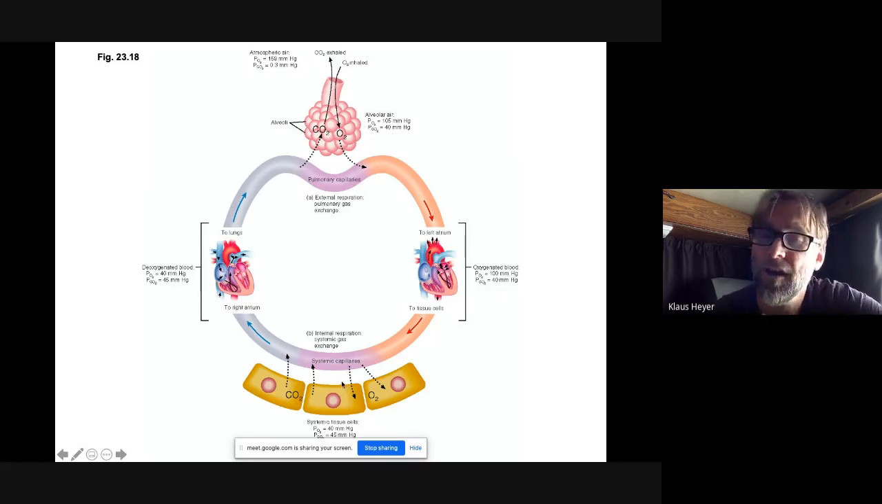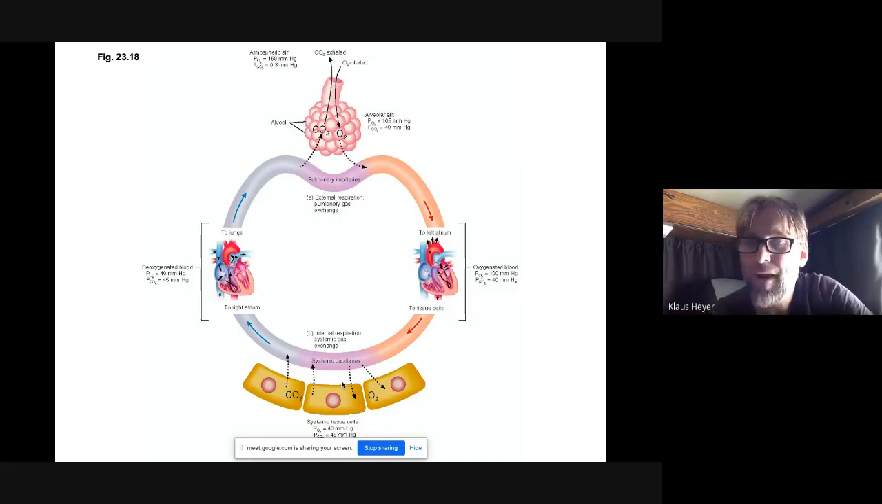The fact that oxygen's leaving the blood and going into the cells has no bearing on the pressure of carbon dioxide. So carbon dioxide's got its own thing that it's looking at. Carbon dioxide doesn't care how much oxygen's in the blood or not in the blood. It only cares how much carbon dioxide's in the blood. So the pressure of carbon dioxide in the cell is 45. The pressure of carbon dioxide in the blood here is 40.